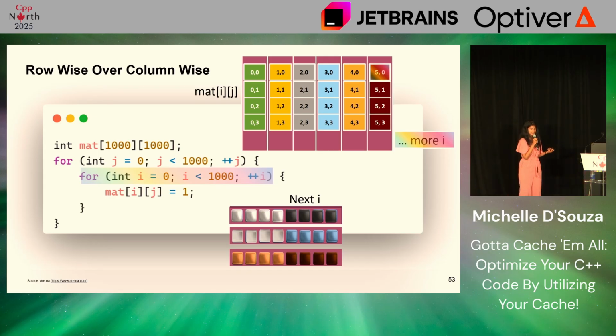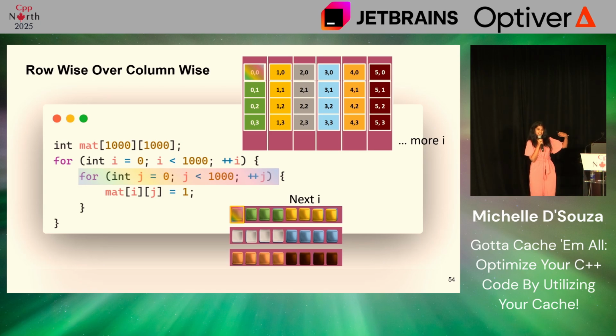So the easy fix to this is literally just swap the loops, make your inner loop increment j instead, and then you just access things in your cache one after the other.